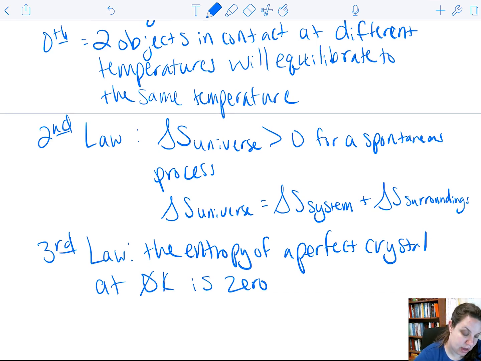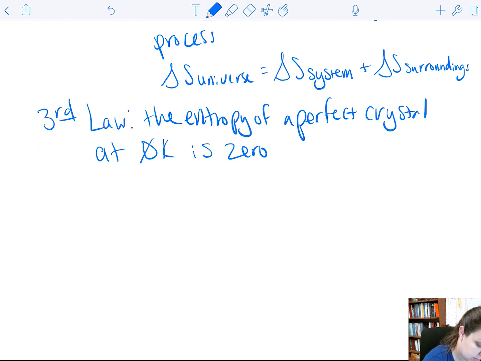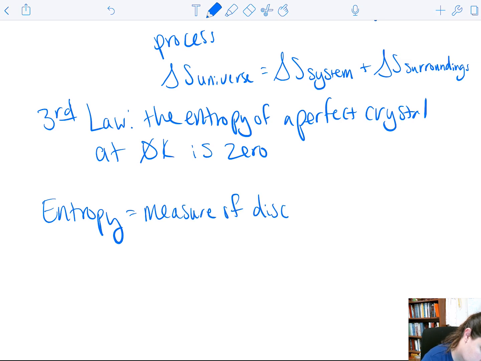So, entropy itself, we've already looked at this, but we're going to look at that a lot more in detail. So, entropy is kind of a measure of disorder. So the more disordered something is, the more spontaneous. So we're going to trend towards greater disorder.